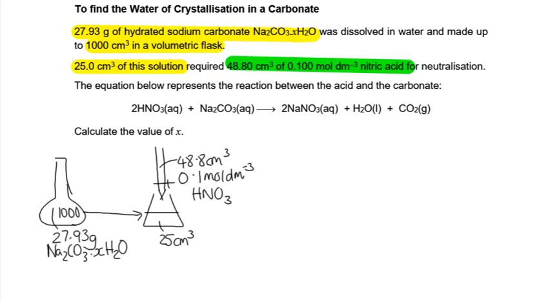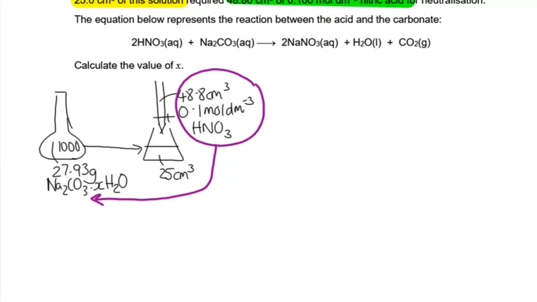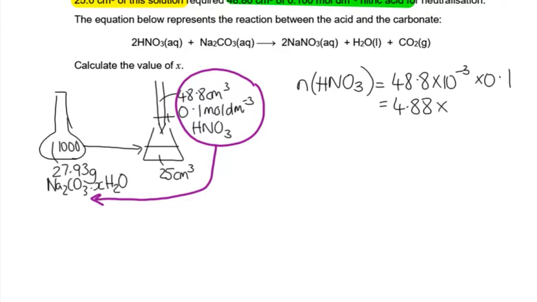So where do we start with our calculation? Remember that we can start here because we know moles, and we're going to work our way back in this direction. So number of moles of nitric acid, 48.8. Remember to convert to decimetres cubed. Now we need to move from our burette to our conical flask, and we're changing chemicals, so we need to use the ratio.